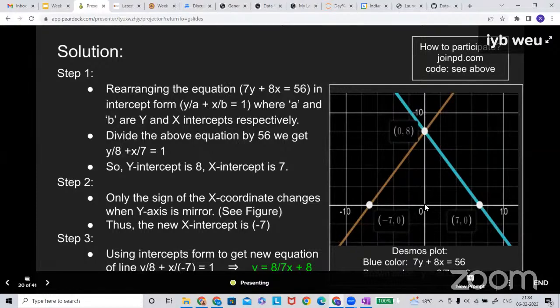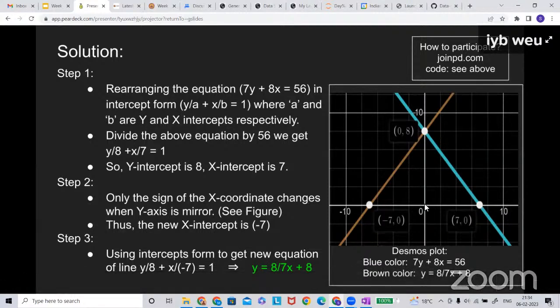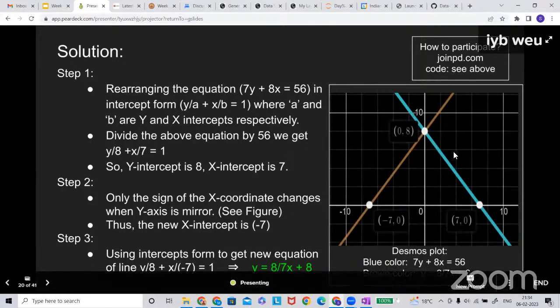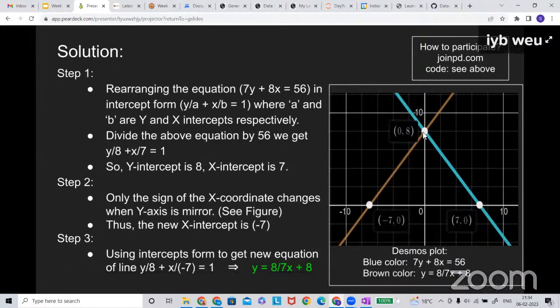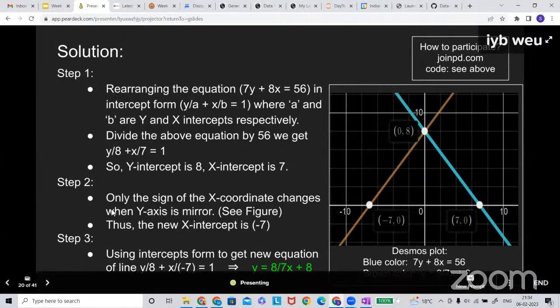Suppose you have a mirror on the y-axis and you are getting the reflection of this line. Suppose this is the mirror image of this line. If it is a mirror image, it will pass through the same y-intercept. As the hint says, only the sign of the x coordinate changes when the y-axis is the mirror.